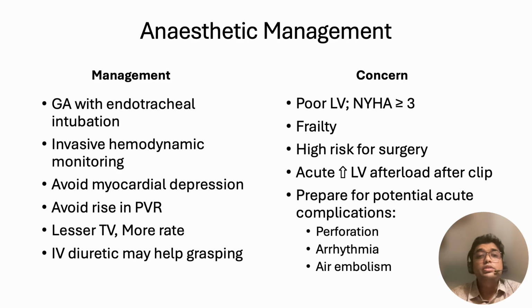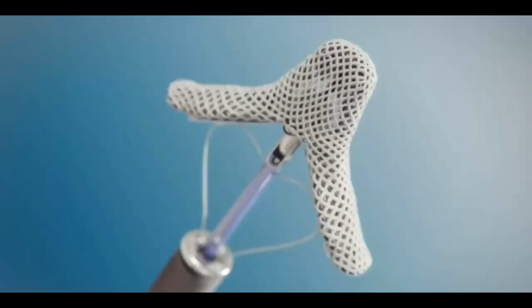And what are the concerns for the anesthetic management? You have to keep in mind that you are dealing with a poor LV patient with NYHA greater than or equal to 3. The patient is usually more frail and already high risk for surgery. That is why you are doing MTR therapy. And there is an episode of acute increase in LV afterload just after clip placement. So prepare for potential acute complications like perforation, arrhythmia, air embolism, or the device can embolize also.